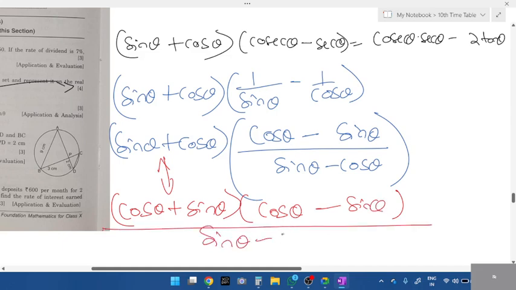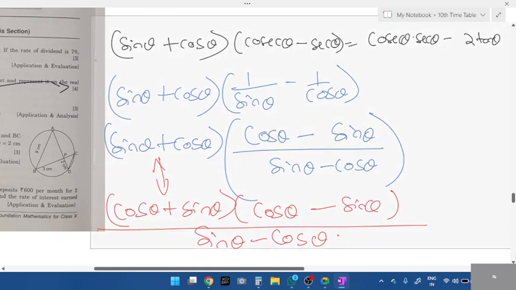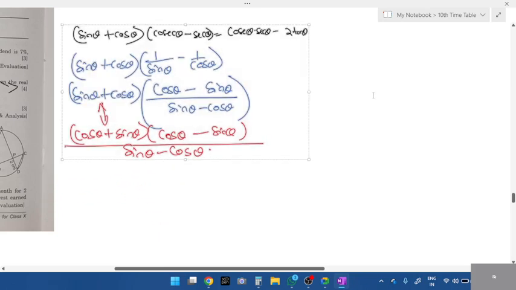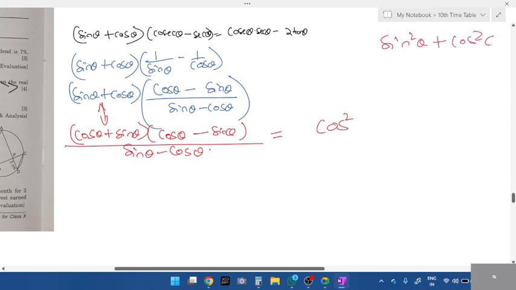Look at the numerator and tell me which concept can I use? Very good. What is a plus b into a minus b? A square minus b square. Respond, students. What is a square minus b square? Cos square. Don't write sine square plus cos square here, wrong. I mean minus. Which is a and which is b here? Tell me which is a, cos or sine? Cos. Very good. Cos square theta minus sine square theta.